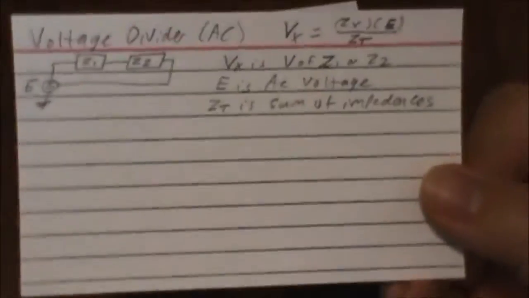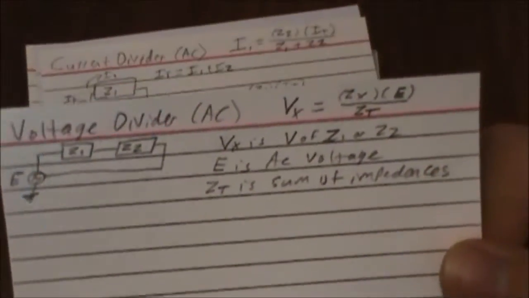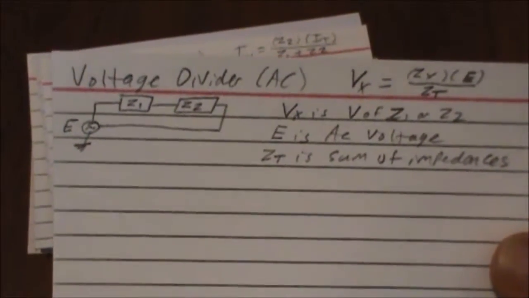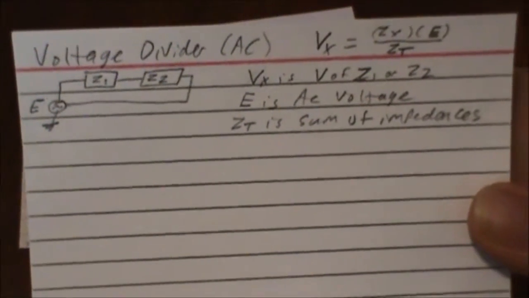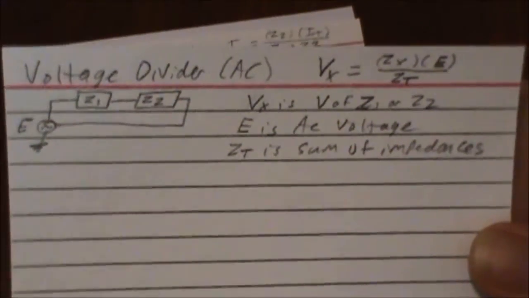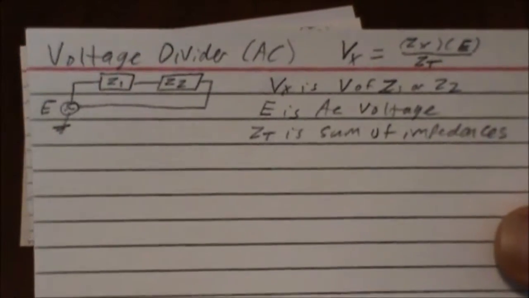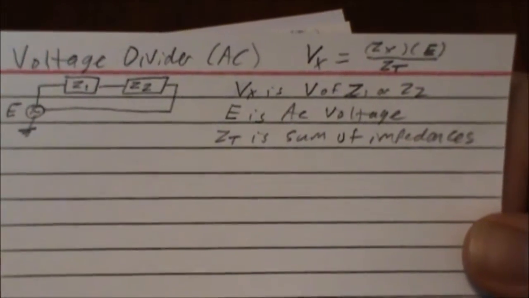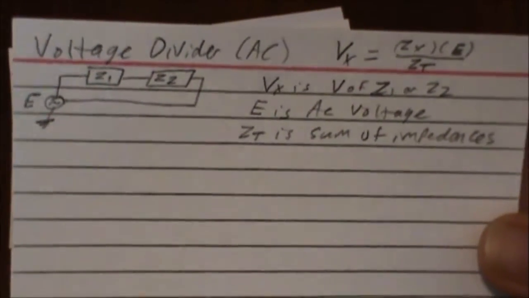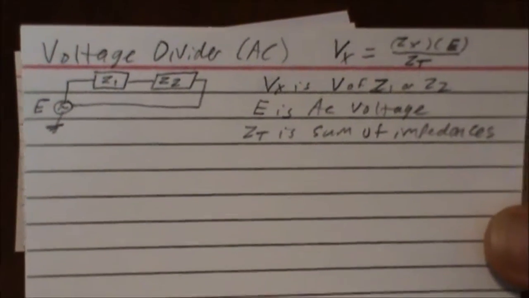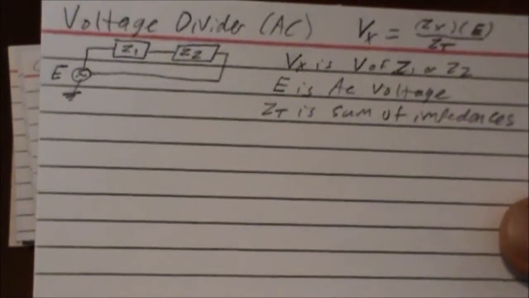So, getting a little bit more into alternating current now. We have an AC voltage divider, as we just saw briefly. The voltage divider, V sub X, is the voltage of Z1 or Z2 across one of those two impedances. We're going to get into impedance shortly.